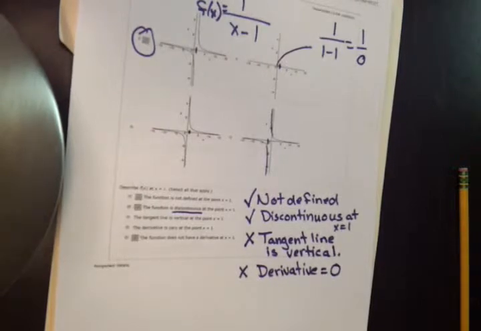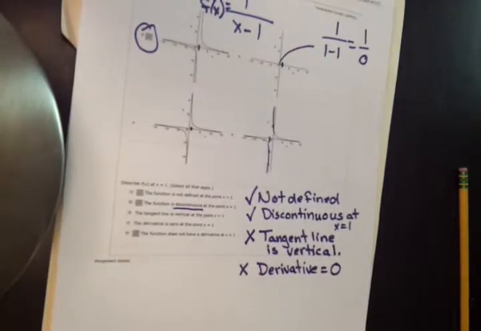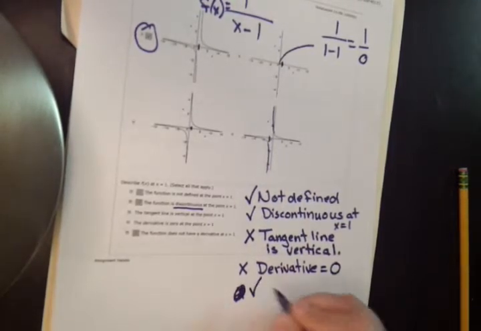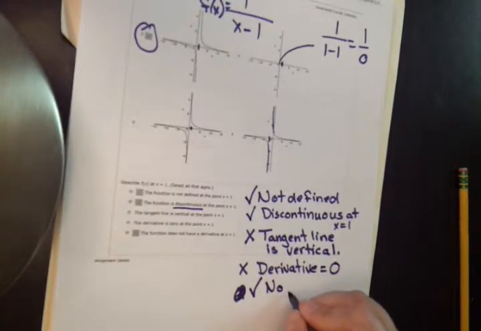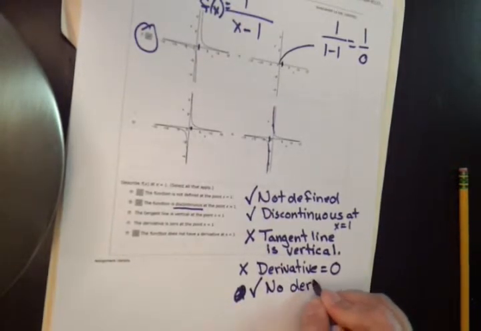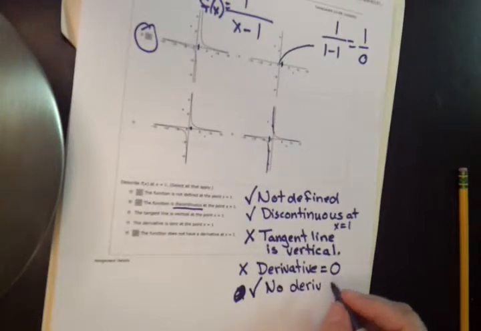Our last choice is the function does not have a derivative at x equals 1. That is true because we couldn't find a point to draw a line at. Oops, I just made that wrong. So check, no derivative. The function does not have a derivative. That is correct. We couldn't find a point to draw the derivative at, so that is correct.